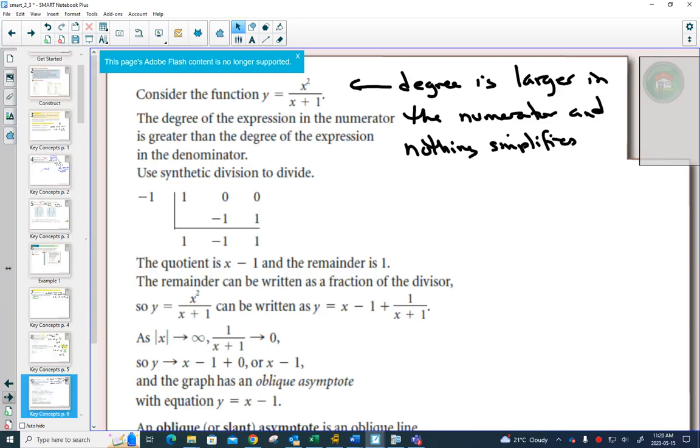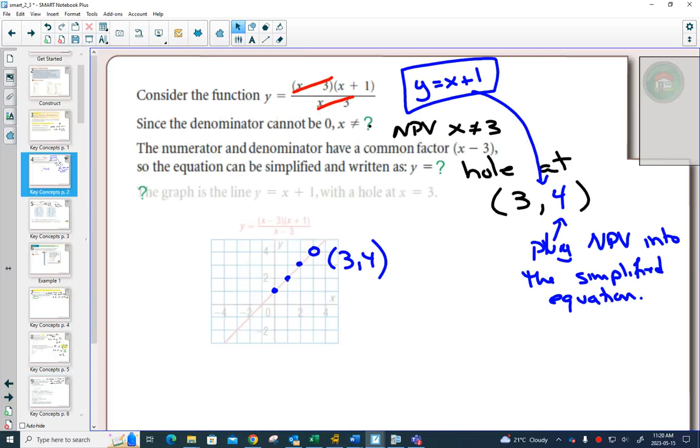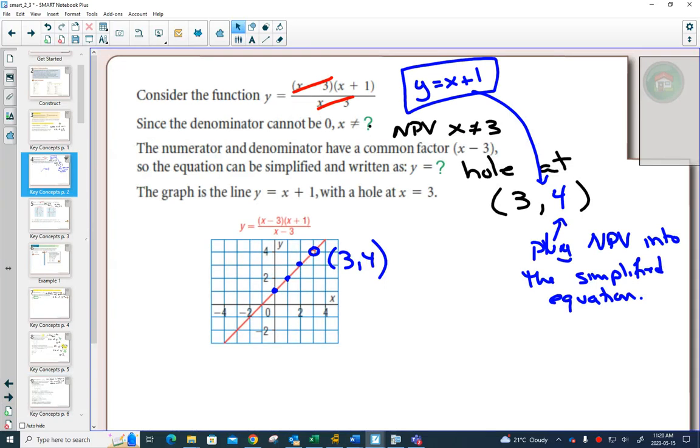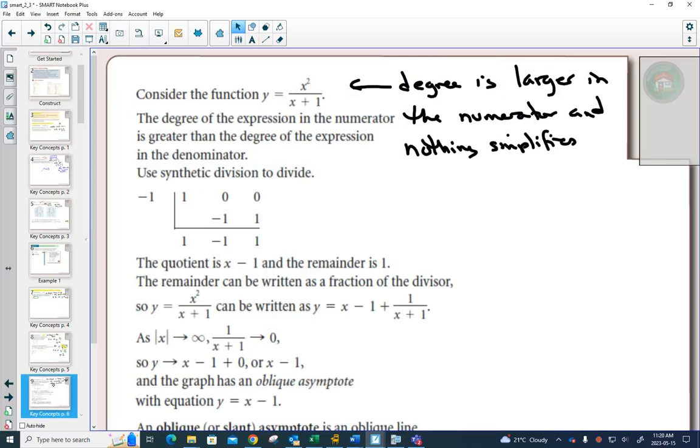That was right here, right? You have an x squared on the top and an x on the bottom, but something simplified and you had a hole, you ended up with a line. There's no asymptotes whatsoever in this one. However, when something does not simplify, you will have an oblique asymptote. I should write it out the first time. Oblique is a fancy word for diagonal.